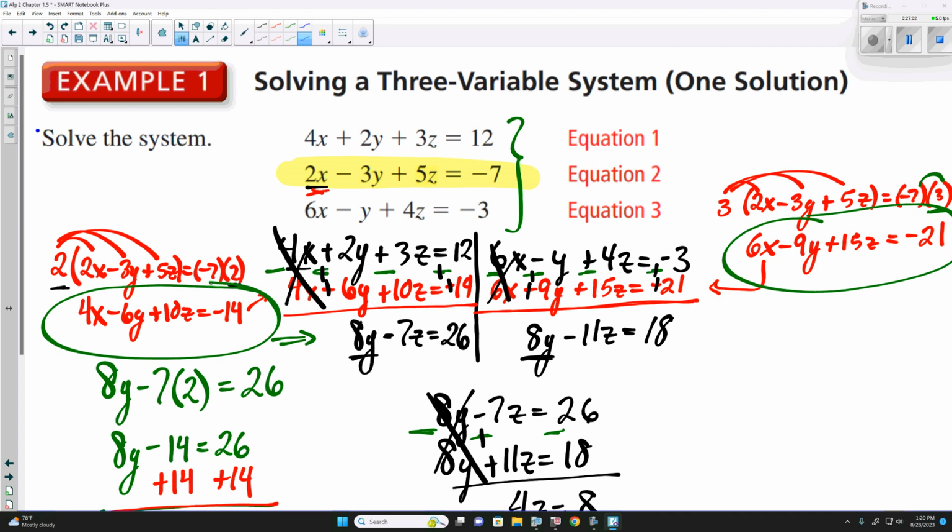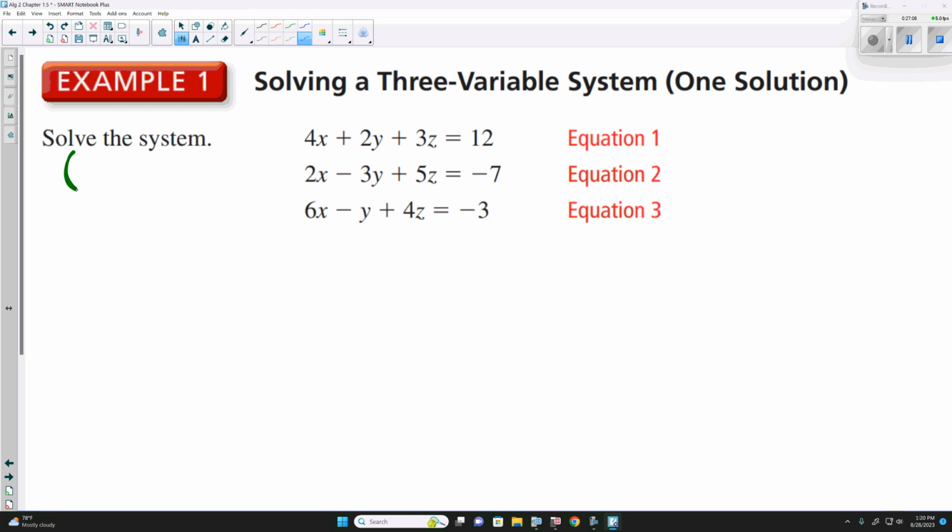But we just need to pick one of these 2 to get our solution. Now you can write this solution at the bottom of the page. You don't have to write it up here at the top, but this will be our final solution. We have to put it in an ordered pair. Now to find x, do we want to use equation 1, equation 2, or equation 3? Equation 1, yeah. It doesn't matter which one we pick, we just have to pick one of them.